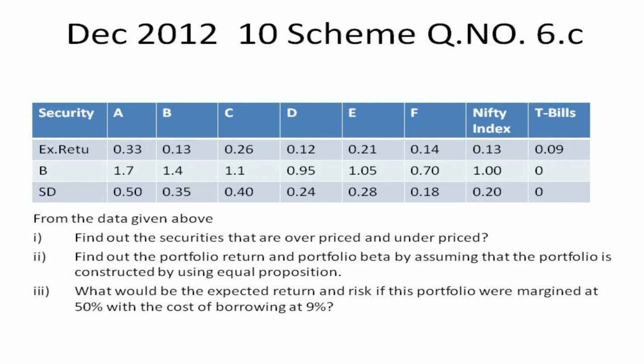Second question, find out the portfolio return and portfolio beta by assuming that the portfolio is constructed using equal proportions. Then third question, what would be the expected return and risk if the portfolio were margined at 50% with the cost of borrowing at 9%.